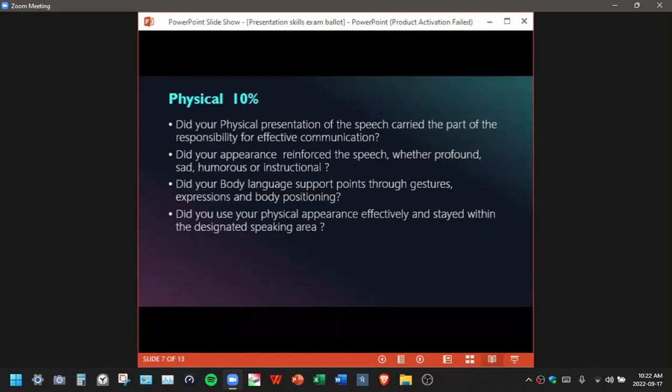So for all these, you will get 10 points. Mostly you won't get this physical appearance if you don't rehearse. So that's why it's important to rehearse your presentation. Try to do it as much as possible before your presentation, and then you will feel confident.